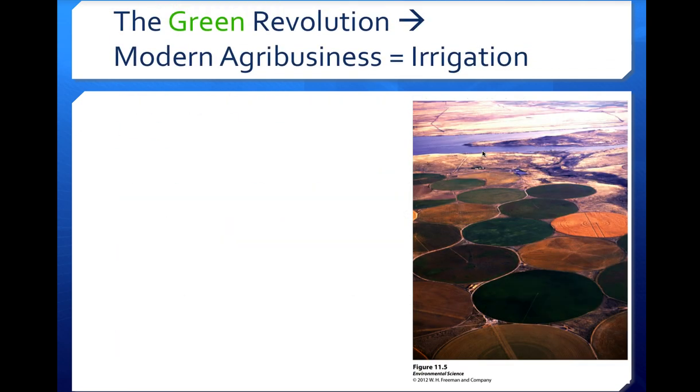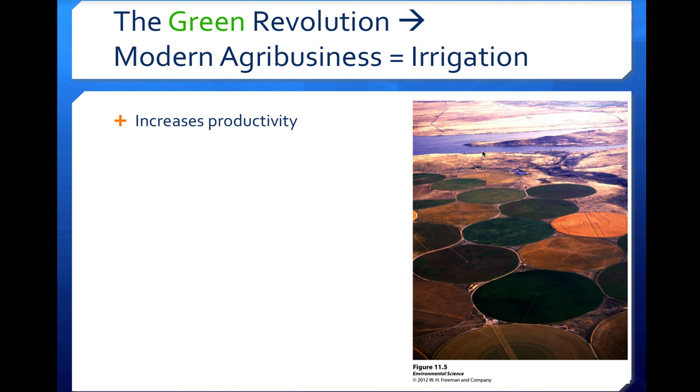Now, a second result of the Green Revolution and characteristic of modern agribusiness is the use of irrigation. So irrigation is when you actually water an area of land. Maybe the water either comes from the groundwater or it might be pumped over from a local river or stream using pipes or canals. Now, irrigation increases productivity.